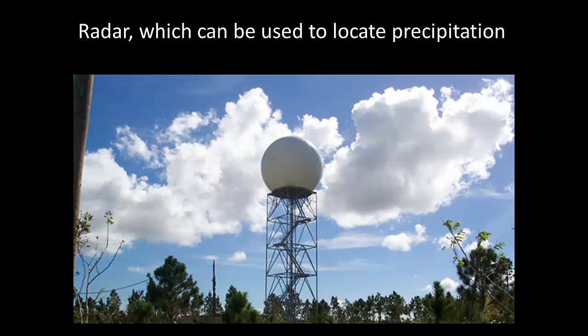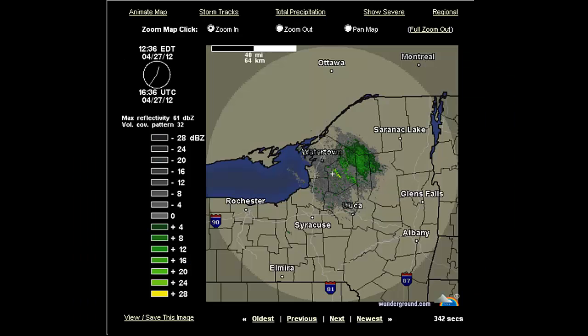Another tool that meteorologists have is radar, and beginning back in the 90s, meteorologists upgraded radar from plain old radar to Doppler radar. So with Doppler radar, you can locate precipitation, and it might look something like this. This is the Watertown radar, and you can see the green to the east of the radar site, and you can even make out clouds with Doppler radar as well.